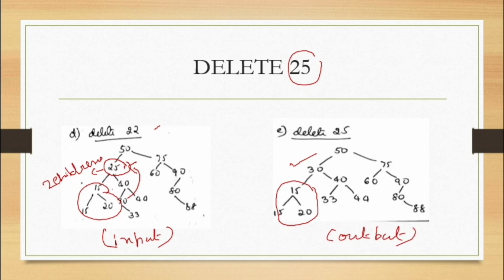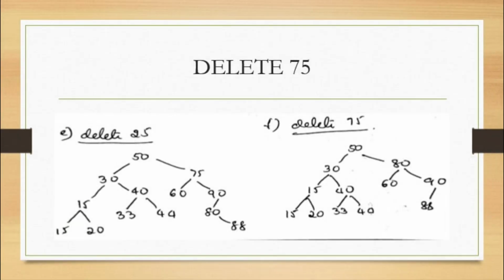Next, students, let us see the right subtree. 40's right was 44, so that continued here also, and 40's left was 30, so in that place 33 came because 30 moved up. That is how we deleted 25. The last one is delete 75, which we did in the last step. So this is the input once again, and this is the output.